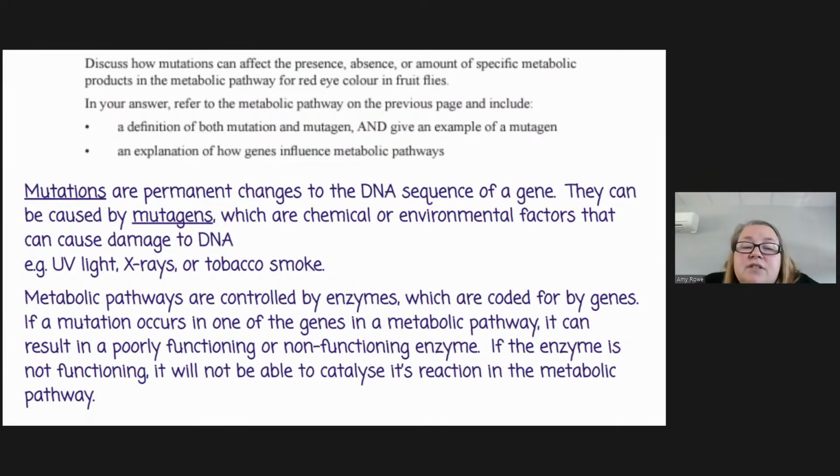Mutations are permanent changes to the DNA sequence of a gene, which can be caused by mutagens. Now, mutagens are chemical or environmental factors that can cause damage to DNA, and you just need to know a few of them. Okay, the examples: UV light, X-rays, or tobacco smoke, or you may know some others as well.